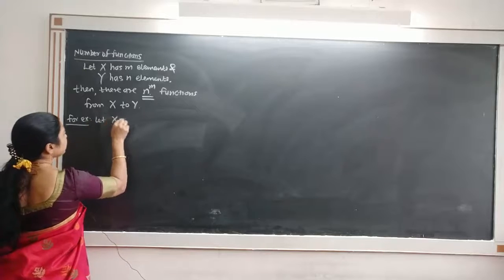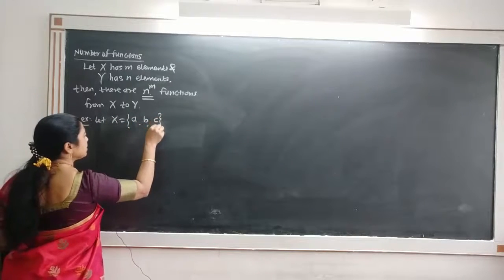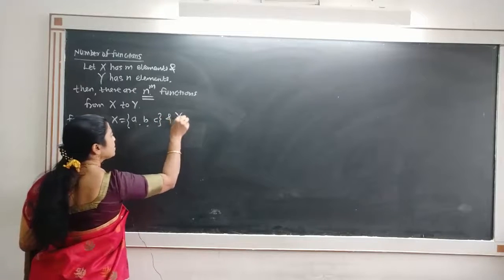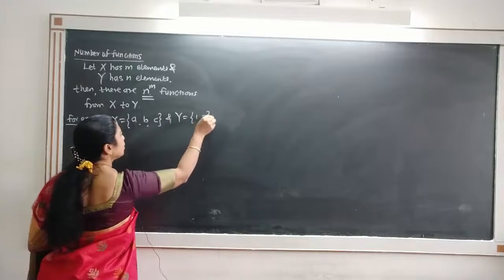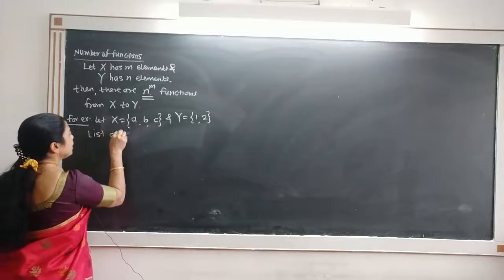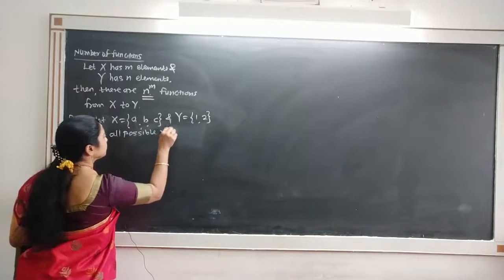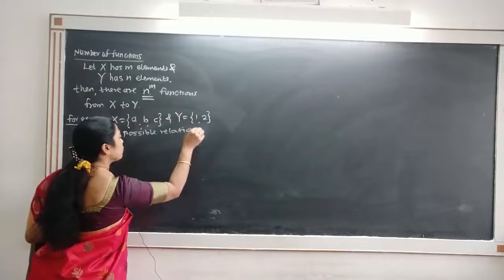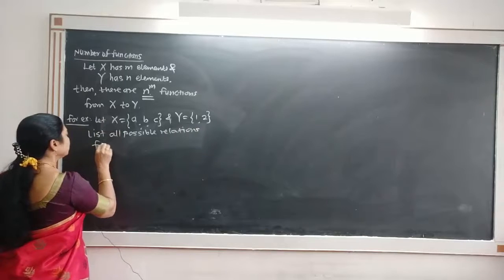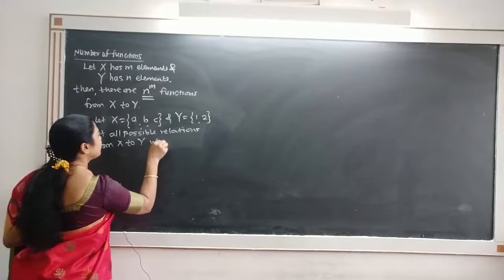For example, let x consist of elements a, b, c and y set has elements 1, 2. List all possible relations from x to y which are functions.